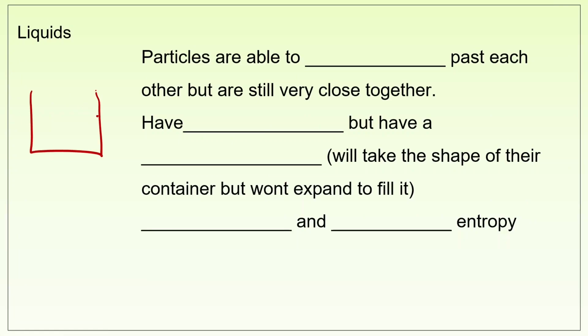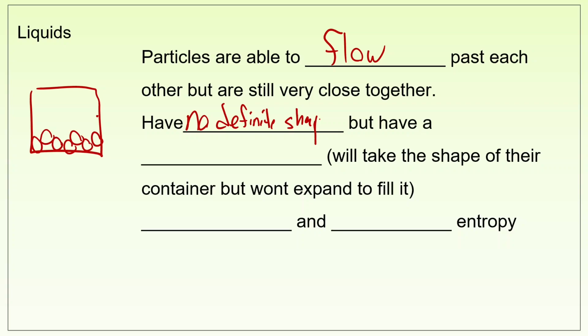Liquids. All right, well, let's draw a particle diagram for a liquid. Draw a little box. And the liquid particles, well, liquids don't take the whole volume of the container. They'll fill it from the bottom because they're not a gas. So particles are able to flow past each other. So they're able to move around. They're not stuck in place like they are in a solid. They're able to move past each other, but they're still very close together. They have no definite shape, but they have a definite volume.